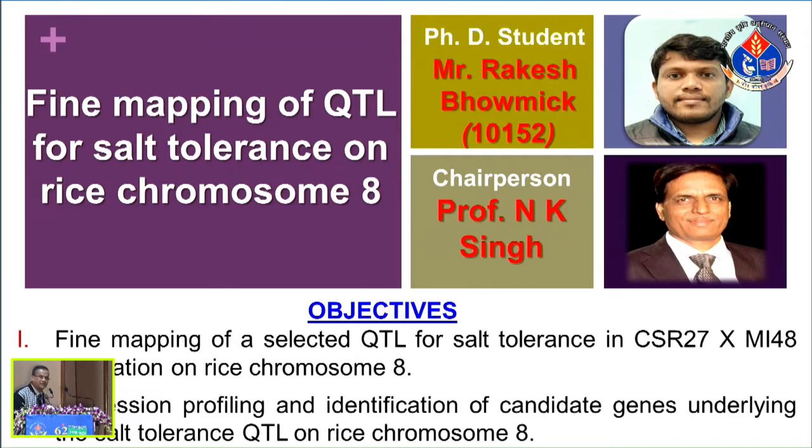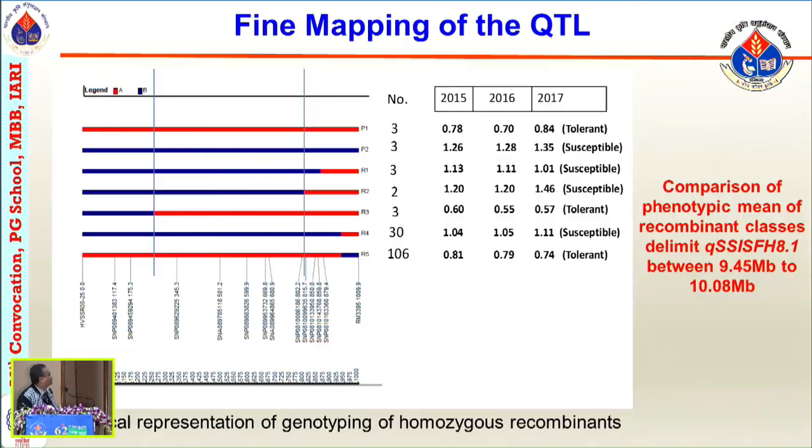Mr. Rakesh did fine mapping of an already identified QTL involved in salt tolerance and also identified possible candidate genes present within that QTL, under the chairmanship of Professor N.K. Singh. He identified 146 homozygous recombinants after screening a very large F2 population, and those homozygous recombinants were phenotyped for salt tolerance over 3 seasons. Based on genotyping by SNP markers, he could locate that QTL within a 600 kb region on chromosome 8.